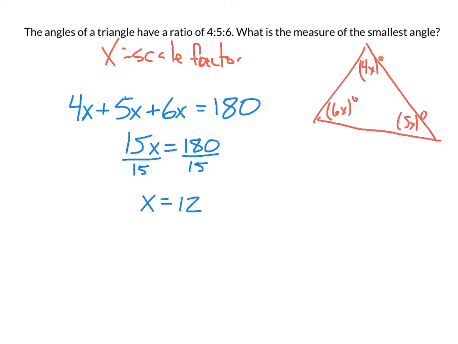12. And so the smallest angle, this one right here, we literally are just going to take 4 times the 12, and the result is 48. The answer would be in degrees, and there it is. Now we could find the measure of both the middle and the bigger angles by just taking 5 times 12 and 6 times 12, but that's not what we were asked to do. We just wanted the smallest angle, so we are all set here.